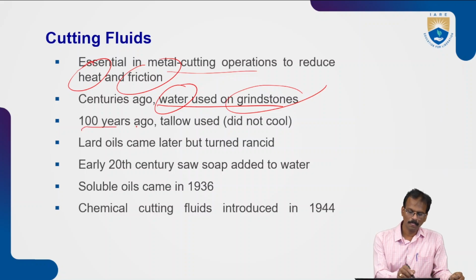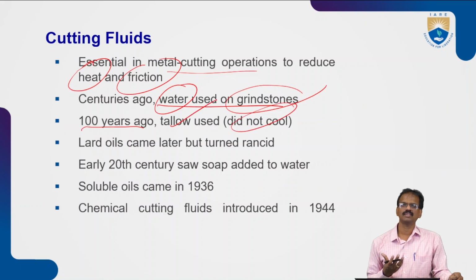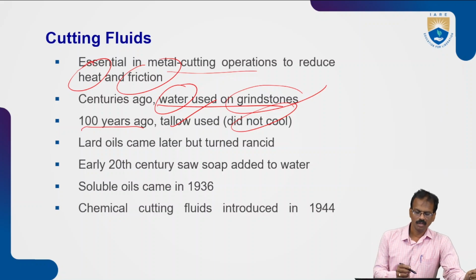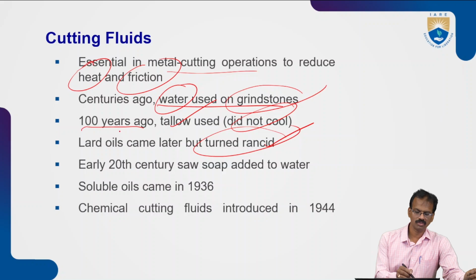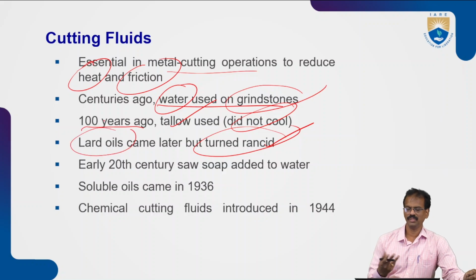Hundreds of years ago, tallow was used, but it did not cool. Tallow is a fatty solid, fat from vegetables or animals. Next, lard oil came later, but turned rancid, so its usage became bad, because lard oil is just like pig fat.